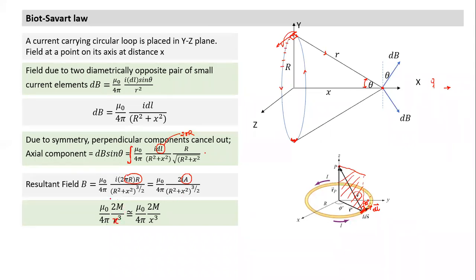Have you seen this expression before? 2m by r cube, r being the inclined distance. When the distance becomes large, when this is very far, r and x become almost equal. So for large distance, it can be written as mu naught by 4 pi, 2m by x cube. Have you seen a similar formula elsewhere? On the axis of a dipole. Yes, so we find it exactly matches.